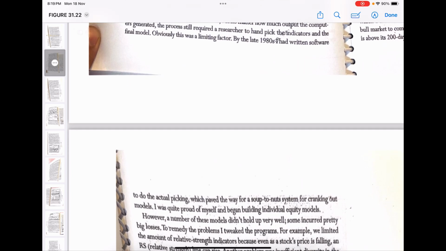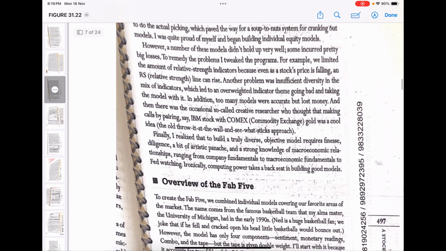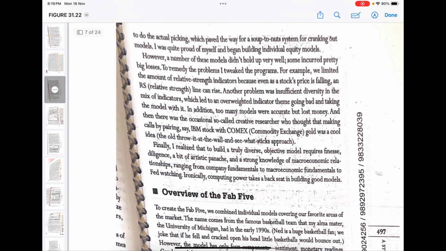By the late 1980s, I had written software to do the actual picking, which paved the way for a soup-to-nuts system for cranking out models. I was quite proud of myself and began building individual equity models. However, many of these models didn't work and some gave large losses. To remedy the problems, I tweaked the programs, for example, limiting the number of RSI indicators and so on.